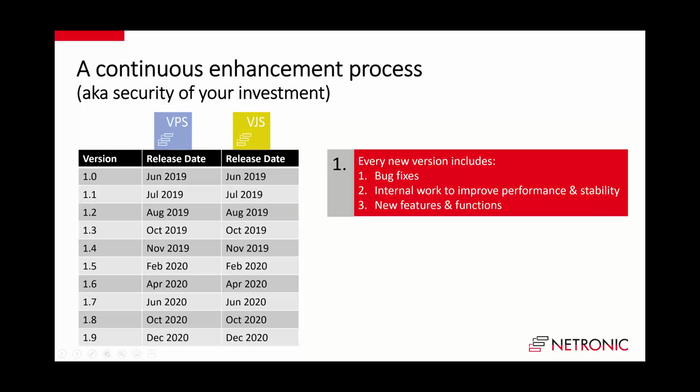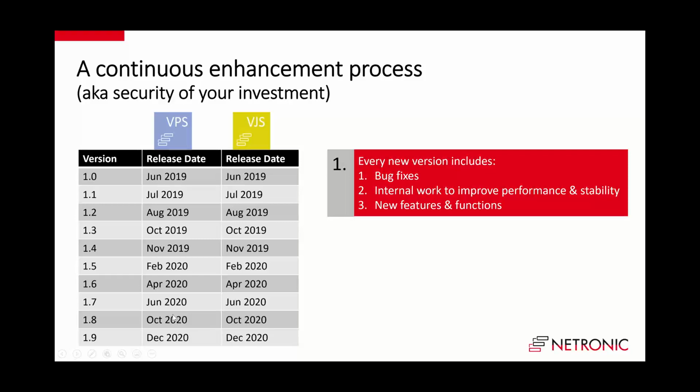And now we are in a rhythm that we release a new version more or less once a quarter. So right before Christmas, we shipped the version 1.9 of VPS and VJS, and this is the version I will talk about today. So today I will talk about what changed between October last year and December last year.